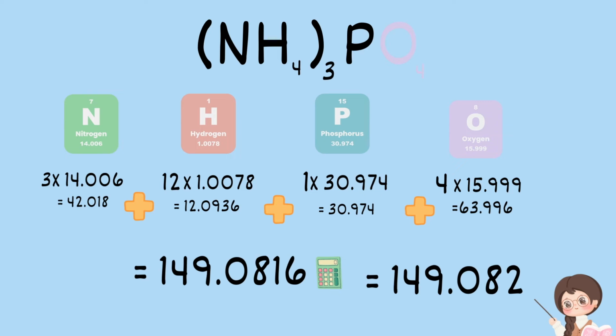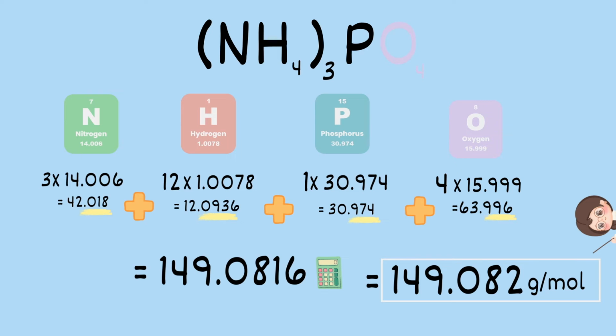And by the way, if you're not sure what I'm referring to, it's these. 0.018 has 3 digits, 0.0936 has 4 digits, 0.974 has 3 digits, and 0.996 has 3 digits. So the least amount of digits after our decimal point in the numbers that we're adding up is 3. So our answer needs to have 3 digits after the decimal place. So our final answer is 149.082 grams per mole.